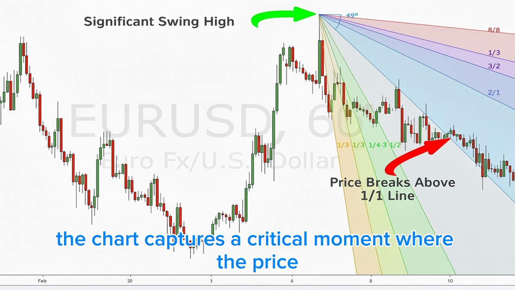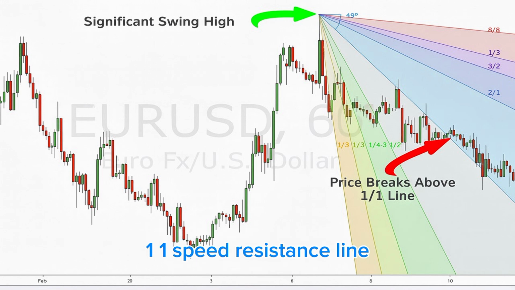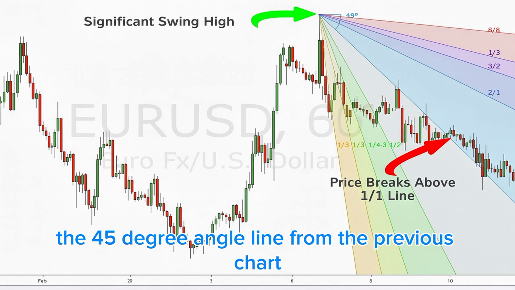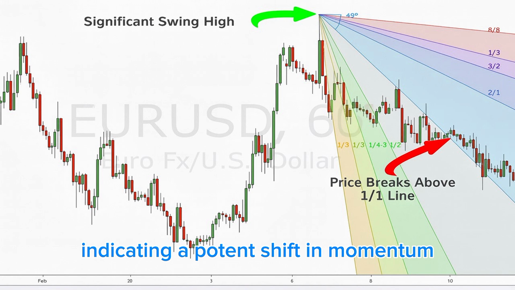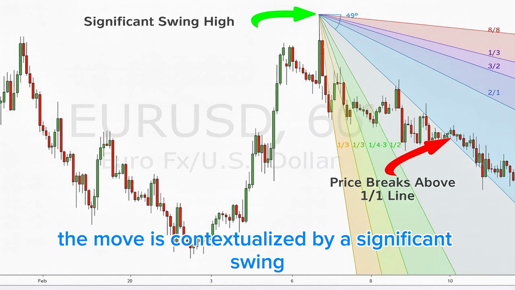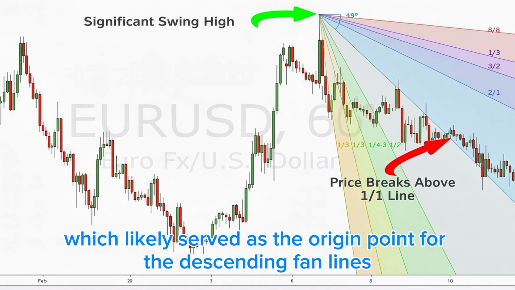The chart captures a critical moment where the price, after a period of decline, has broken above the primary 1x1 speed resistance line, the 45-degree angle line from the previous chart. This breakout is a major technical event, indicating a potent shift in momentum. The move is contextualized by a significant swing high in the recent past, which likely served as the origin point for the descending fan lines.